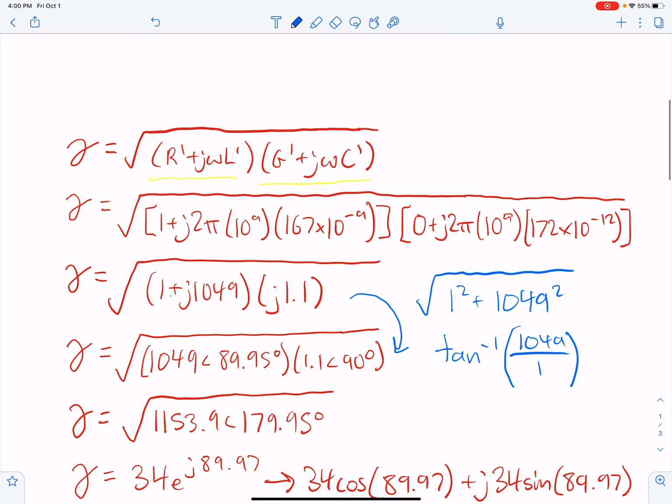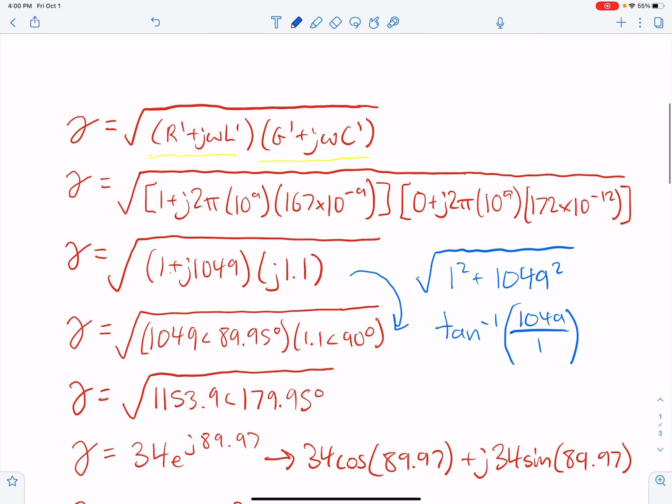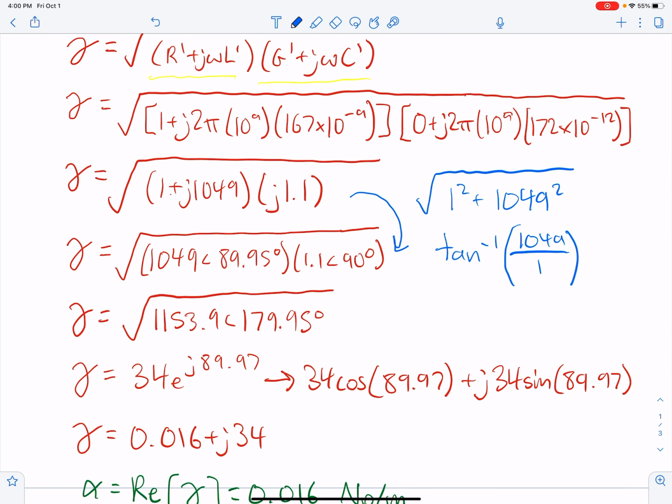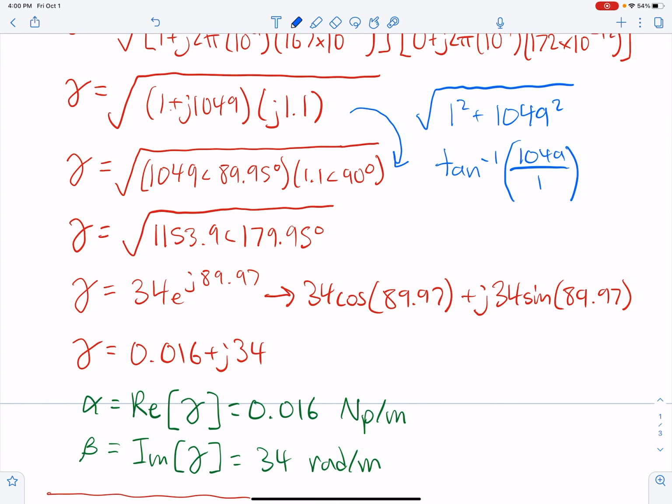So after this, we can take the square root of the value, and so we simply take the square root of our magnitude, but divide by 2 for our phase angle. So then converting back from our phasor form into our Cartesian, we simply take the cosine and sine of our phase angle times the magnitude and split it up like this. So then we get our propagation constant as this value here.